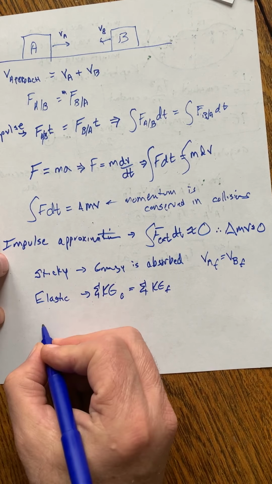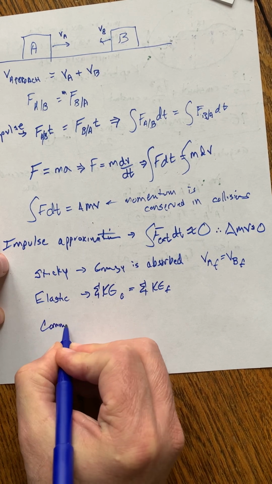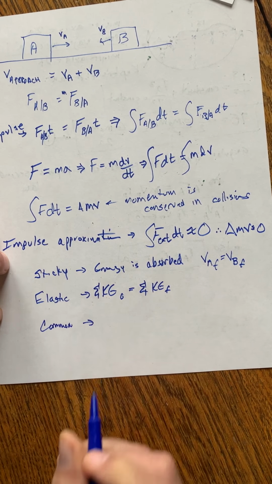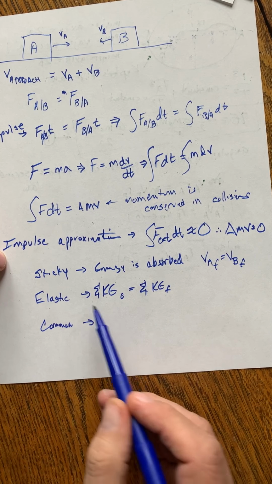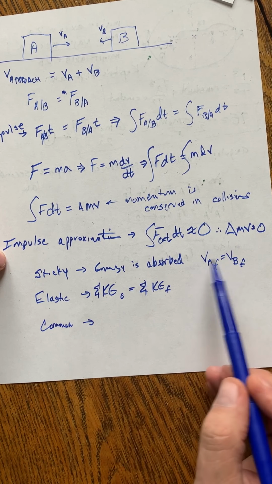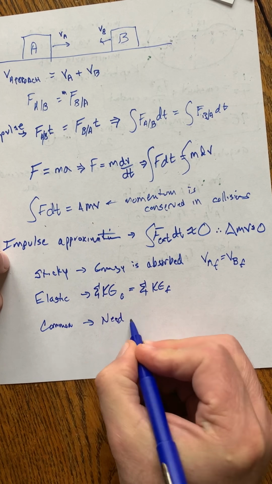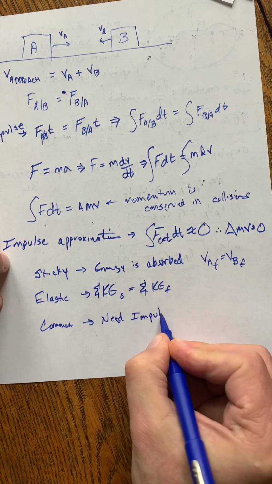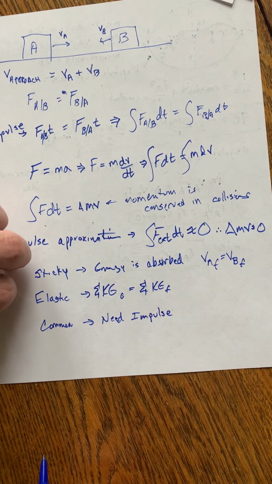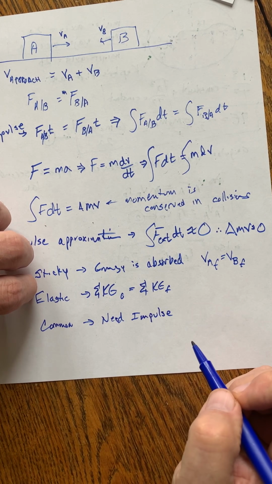The third situation is what we tend to call a common or everyday collision. It's where some of that energy comes back, so we can't use that. They don't stick together, so we can't use that. So we need impulse. We need another piece of data to let us find VA and VB.